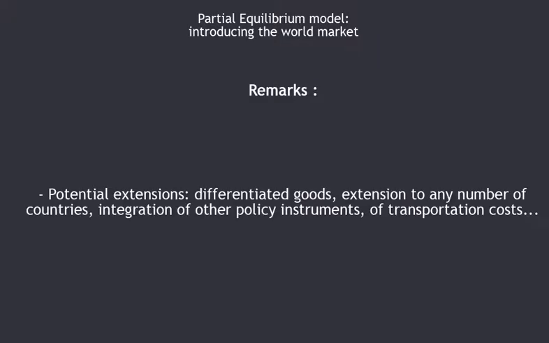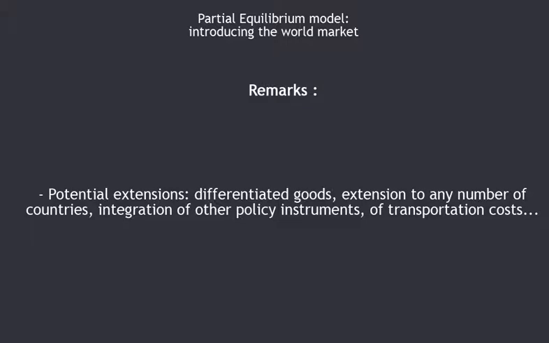Of course, there are potential extensions. So this is my second remark. We can introduce differentiated goods. We can, of course, make an extension to any number of countries. So, for example, 20 countries, 30 countries, and we can do that thanks to the sets instruction. We can also include other policy instruments like a consumption tax or a production subsidy. And we can also introduce some transportation costs.